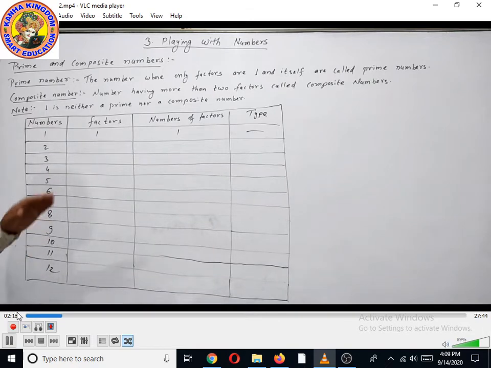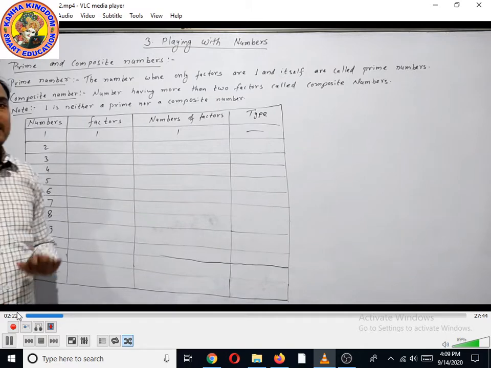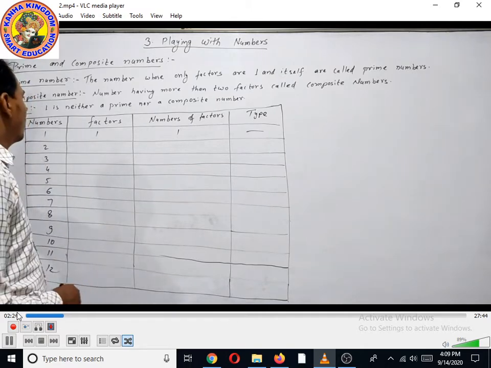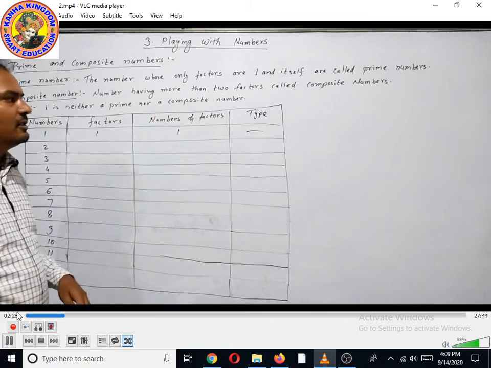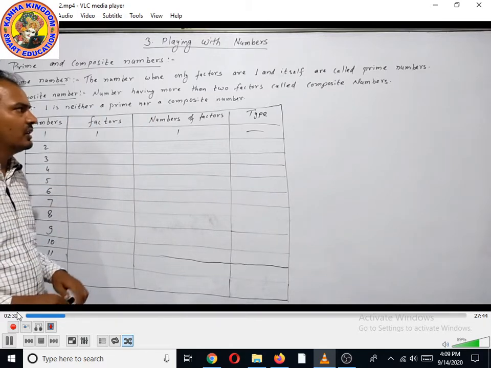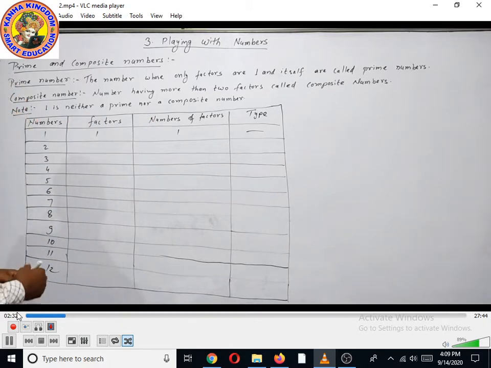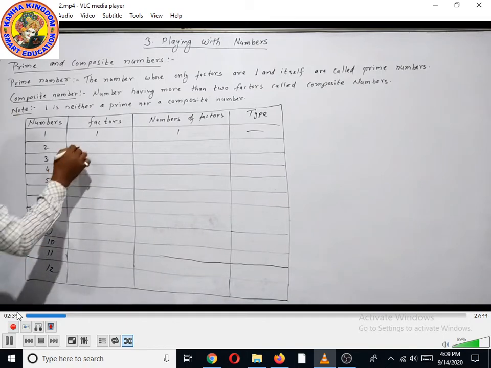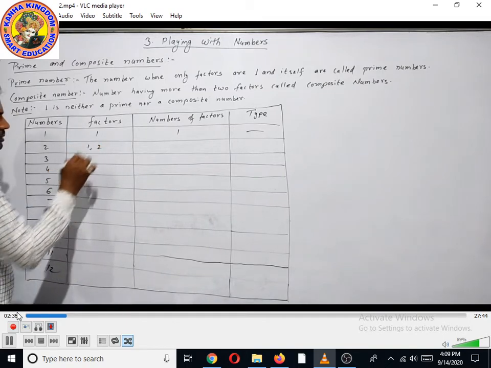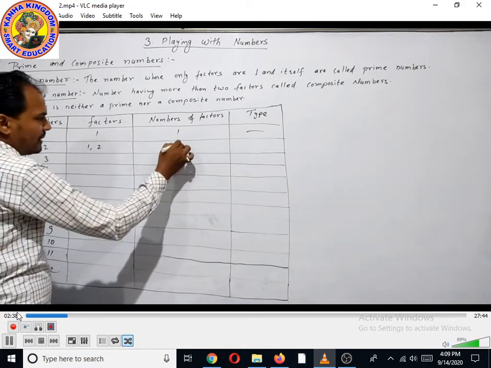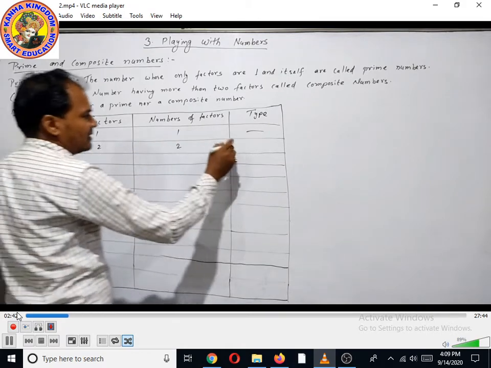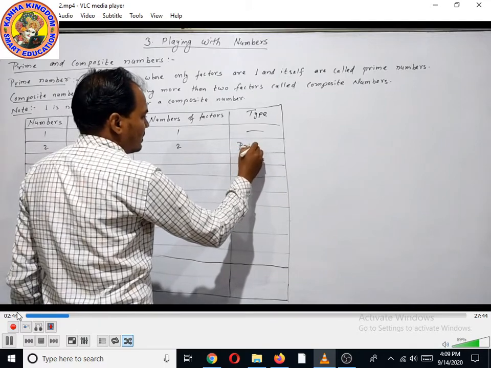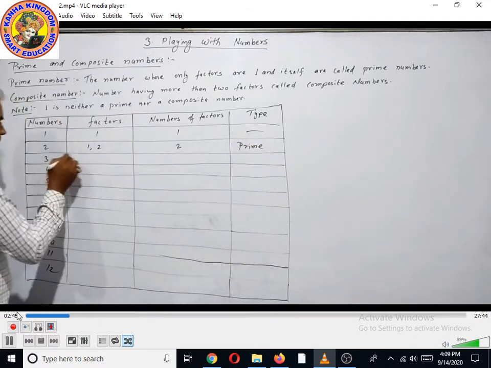A minimum of two factors is required for a prime or composite number. One has only one factor, so it is neither prime nor composite. Now 2: 1 can divide 2, 2 can divide 2. The number of factors is 2. If there are two factors, then this is our prime number.